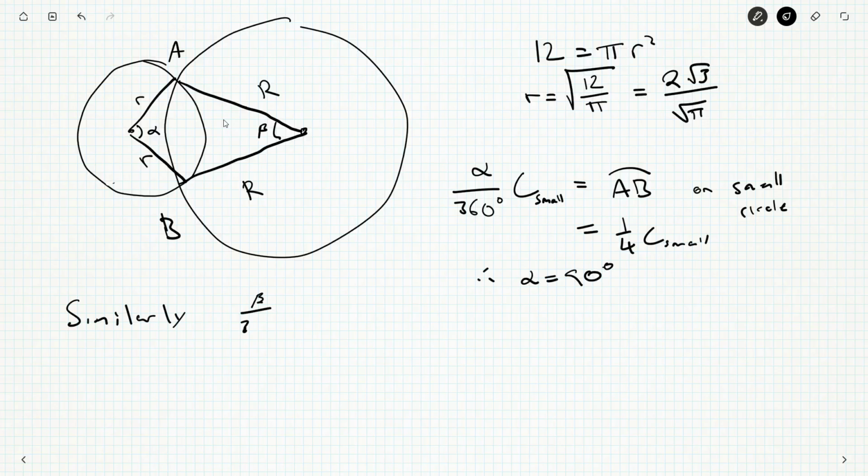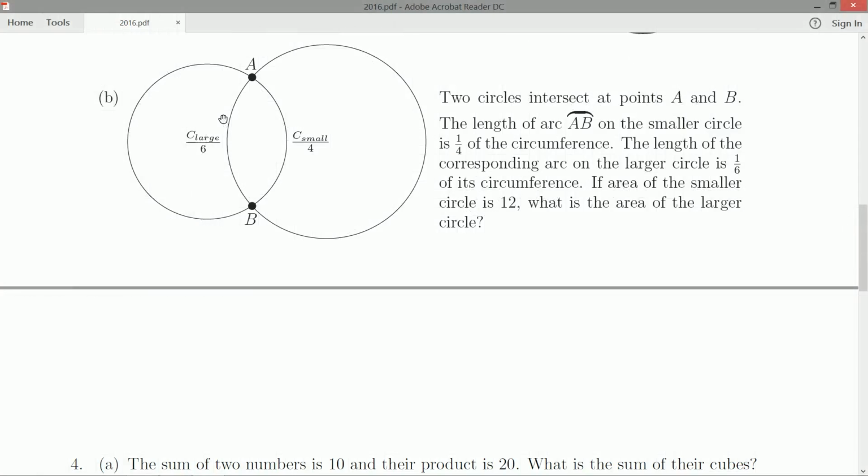Similarly, we know beta over 360 degrees is going to be 1/6, because the circumferences will drop out of a similar equation. That tells me beta is 60 degrees. Okay, that's all well and good, but I still need the area of the larger circle. So I still need to get capital R. Maybe capital R in terms of little r. Maybe it's twice little r or something like that.